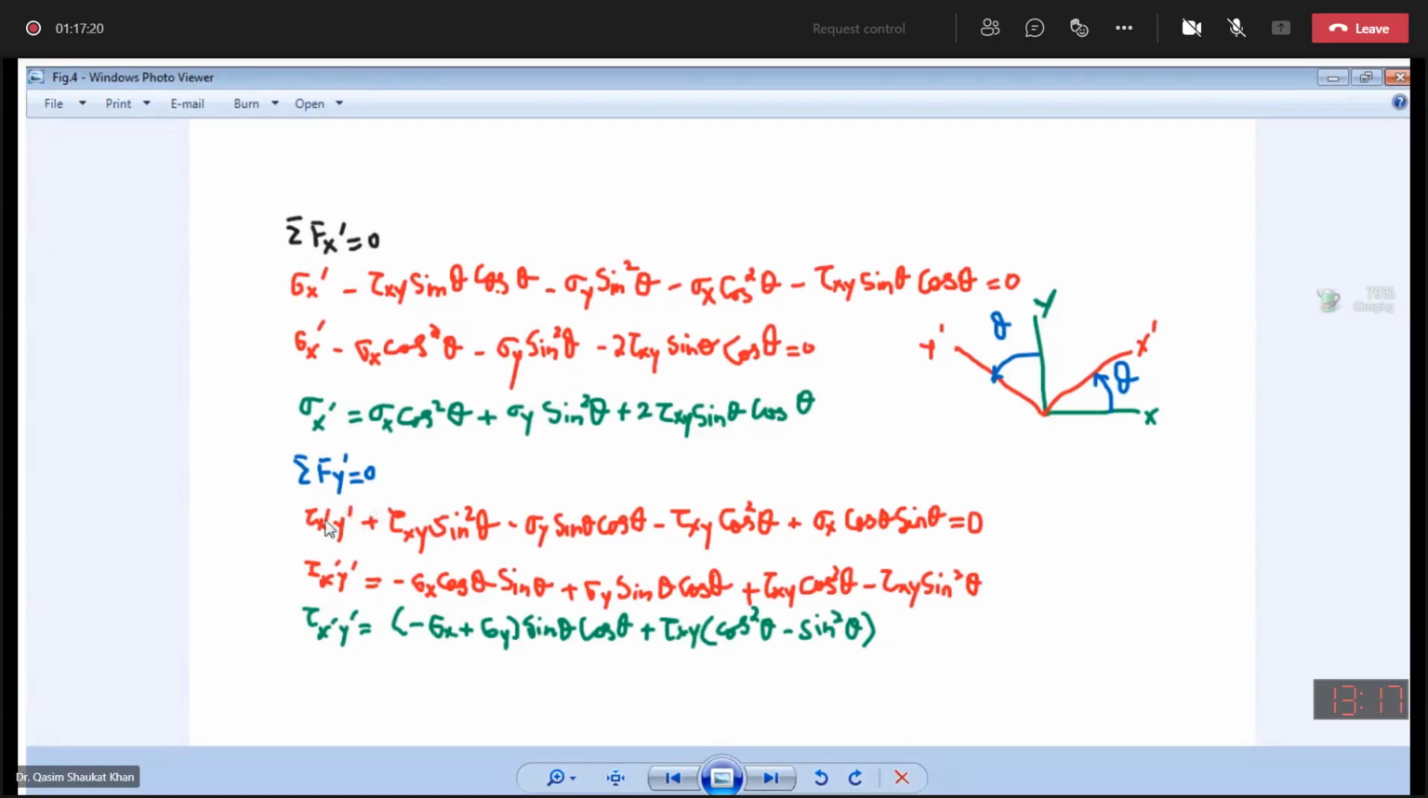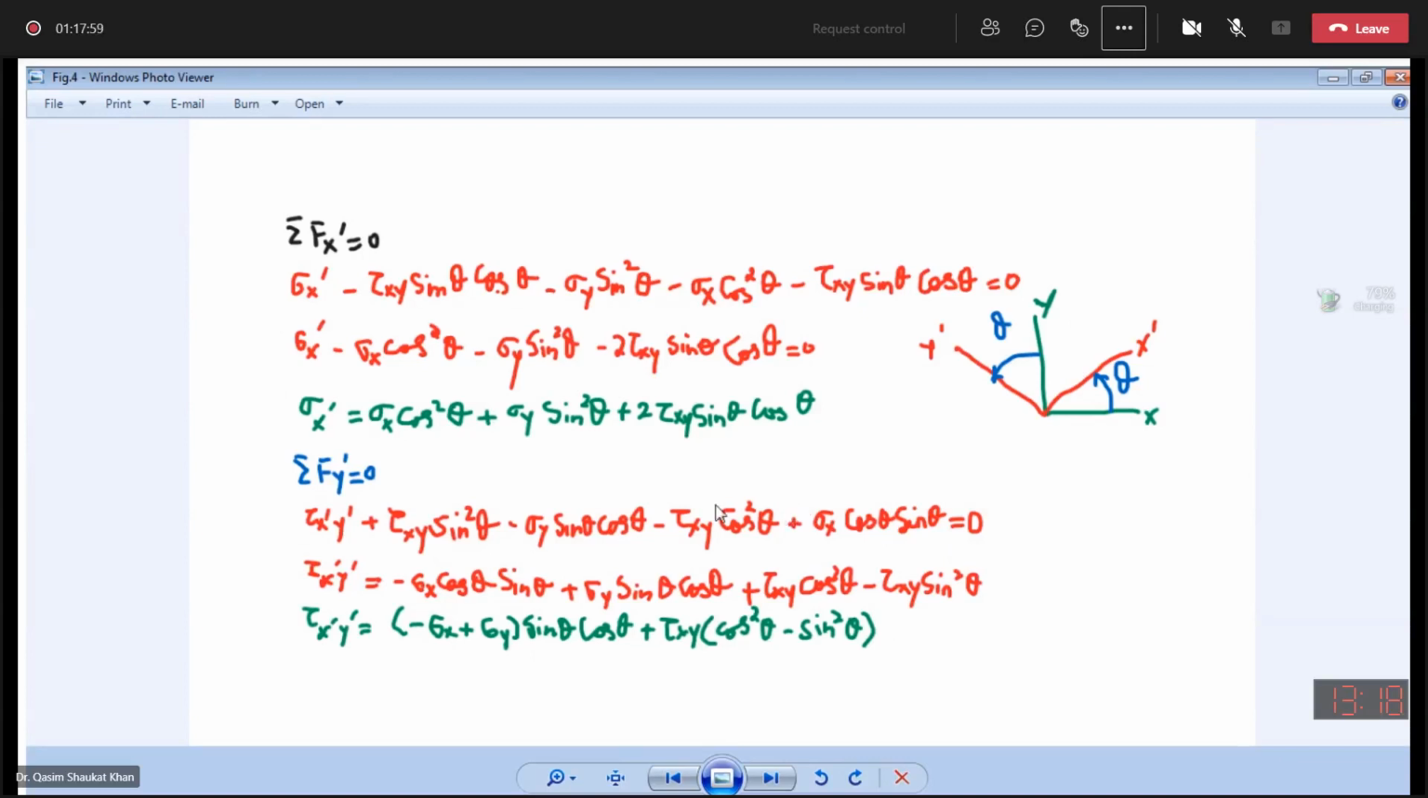So this equation now becomes tau x dash y dash plus tau xy sine squared theta minus sigma y sine theta cos theta minus tau xy cos squared theta plus sigma x cos theta sine theta is equal to 0. So the same equation which we have formulated earlier, we have just taken delta A as common and equated delta A equals to 0 and we have eliminated delta A from the equation.